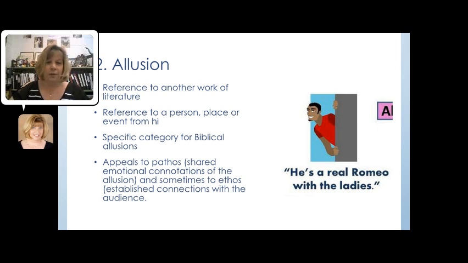It can also be a reference to a person, place, or event from history. And there's a specific category just for biblical allusions as a shared Western culture through the Hebrew Bible. And this is an appeal to pathos because, again, it builds a shared emotional connection. And sometimes it can also be to ethos because it shows that you are like the audience, that you and the audience share these things in common.